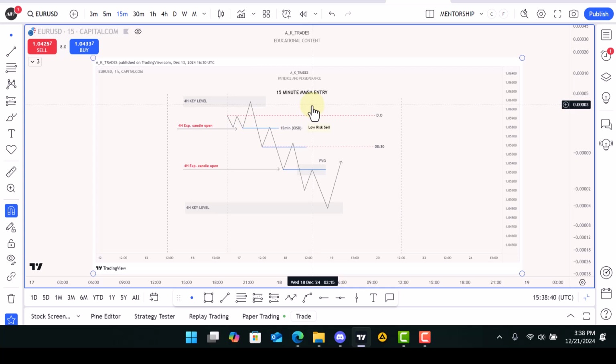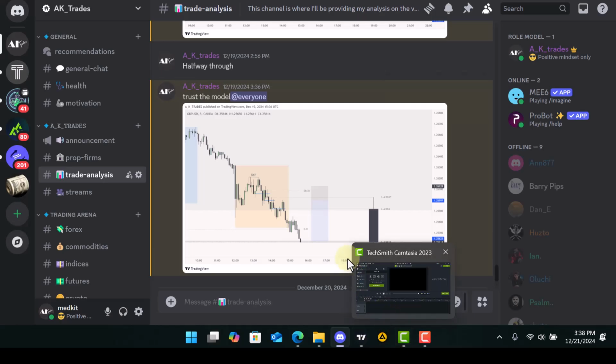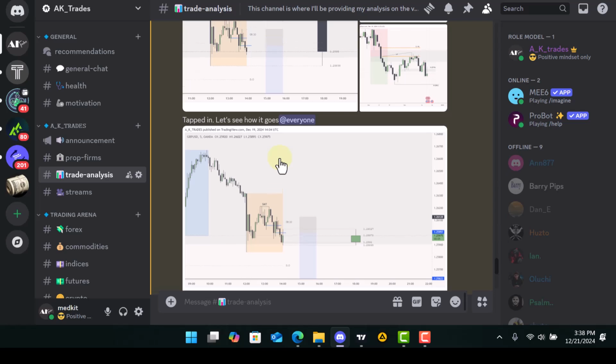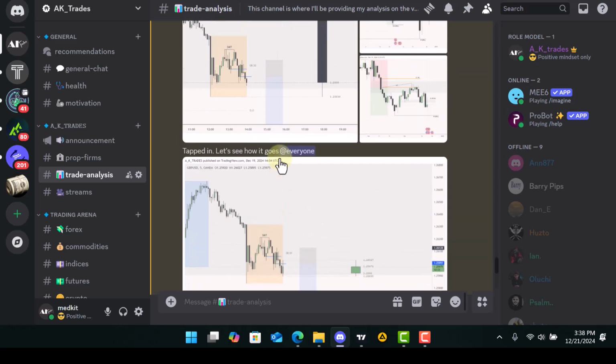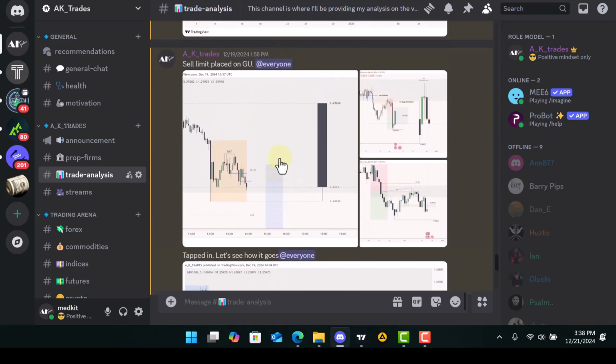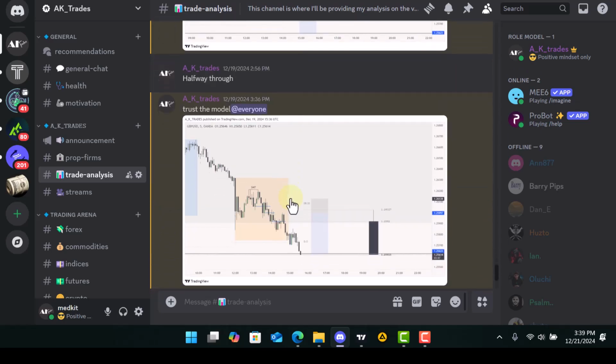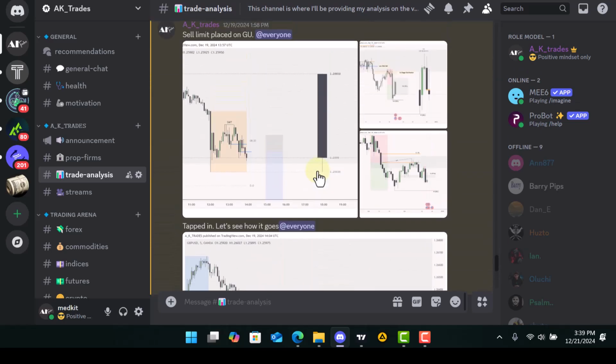And then one more thing is I took a trade last week in the server on GU, where I placed my sell limit and I announced it in the server, and actually it went right through to my target.